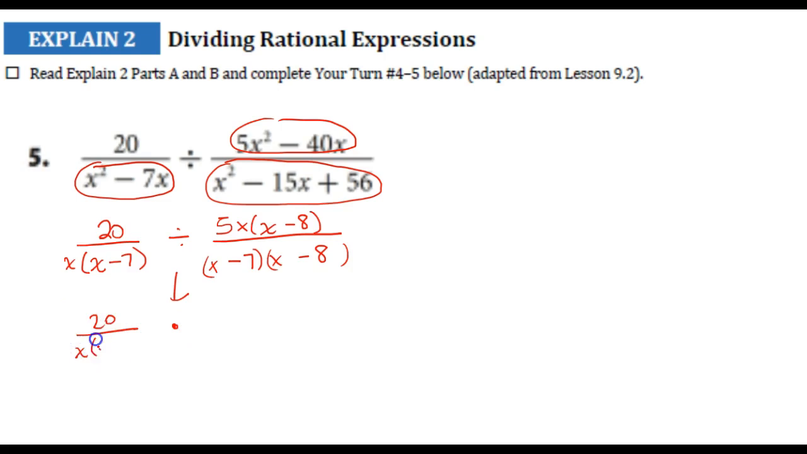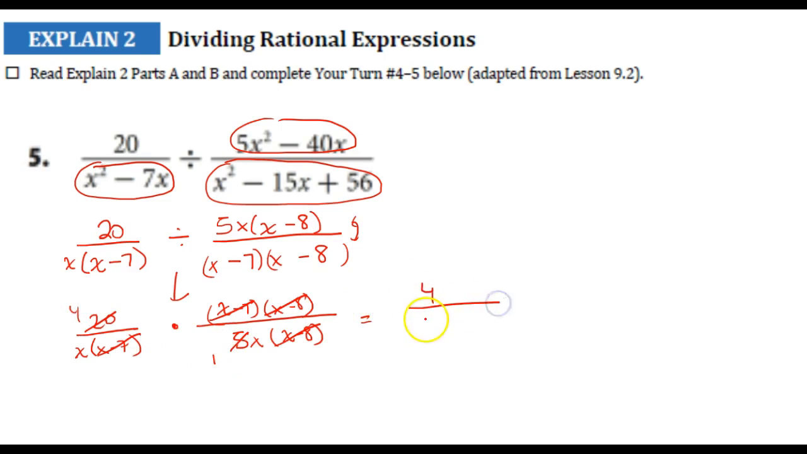The first fraction is not going to change at all, but this one will flip, so I'll write the denominator on top now and the numerator on the bottom. See what cancels out. X minus 7, x minus 8, 5 can go into 20 four times, and I'm left with 4 on top, and I believe x to the second power on the bottom. Okay, so there's my quotient.